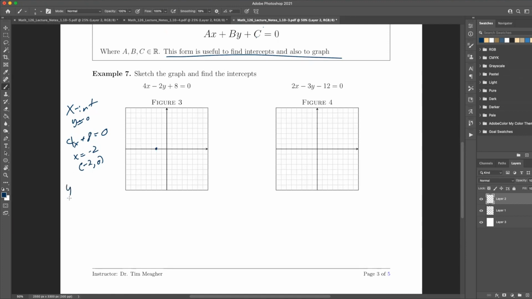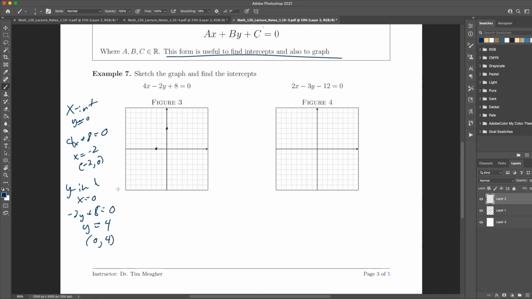All right, then I want to find my y-intercept. So the y-intercept is where x is equal to 0. So here, this is 0. I just have minus 2 times 0 plus 8 is equal to that. That means y was 4, or the point was (0, 4). X was 0, y is 4. There's our point. 1, 2, 3, 4.